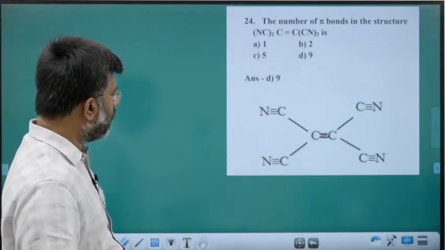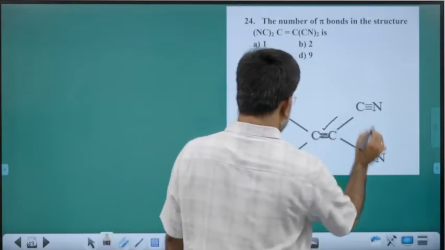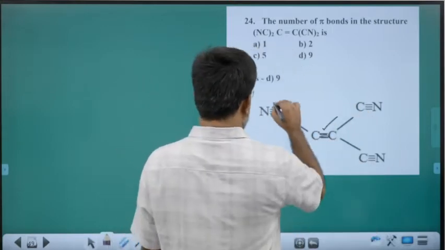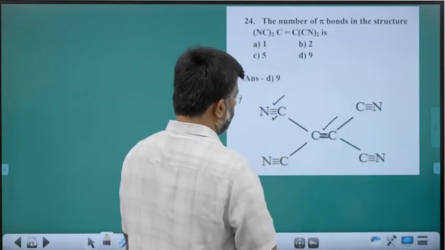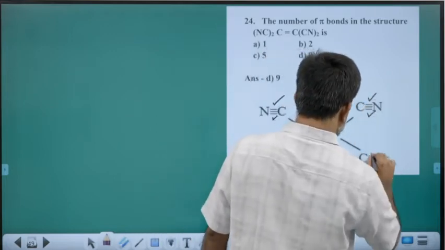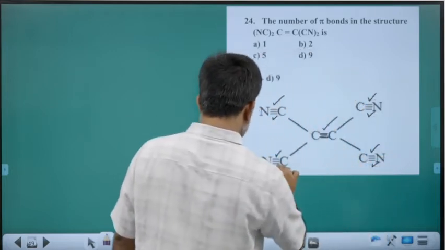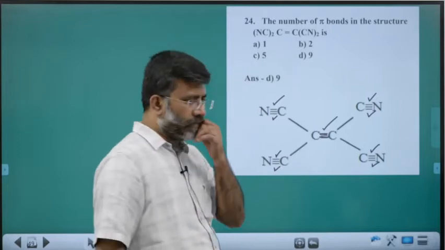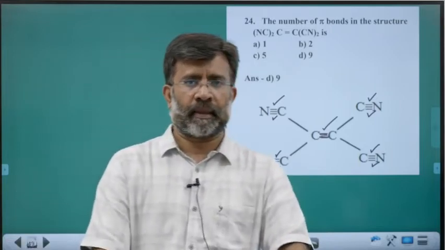So how many pi bonds? Here you have one pi bond, one sigma bond. Here you have one pi bond, two pi bonds. Here you have two pi bonds. Here you have two pi bonds. Here you have two pi bonds. So it is 9 pi bonds.